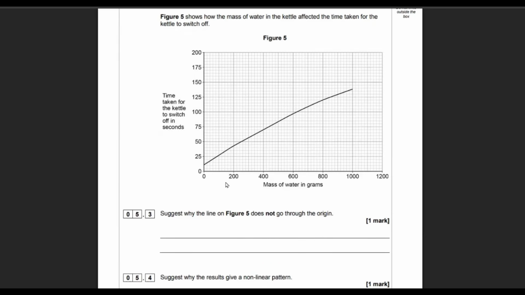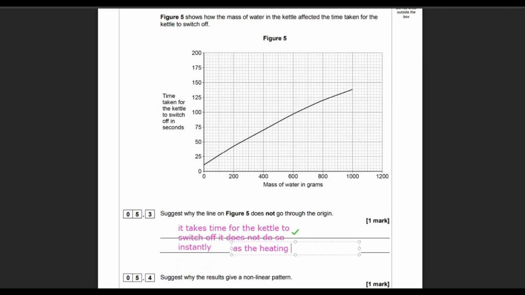So as the mass of the water increases, so does the time taken for the kettle to switch off, but it's not a straight line. So, why does the line on the figure not go through the origin? Okay, so we've said it takes time for the kettle to switch off. It does not do so instantly, as the heating element takes some time before it increases in temperature. So essentially, that electricity has to change into energy in the thermal store, and that's going to take a few seconds. So it looks like it takes about 10 or 15 seconds before that can happen.